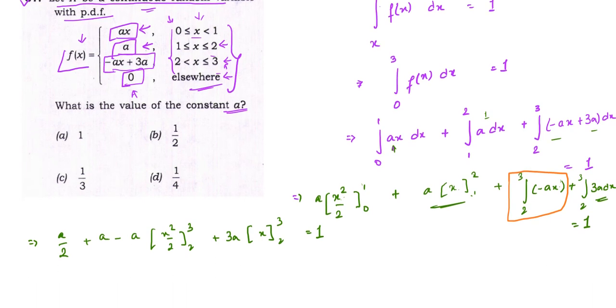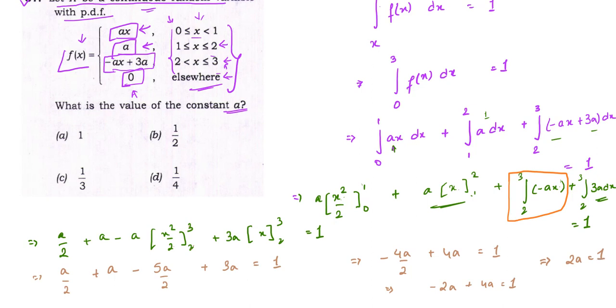So solving it further, we get a by 2 plus a, minus a times 3 square minus 2 square divided by 2, so this is 9 minus 4, that is 5 by 2, so this will be 5a by 2, plus we have 3 minus 2 is 1, so this is 3a, which is equal to 1. Now we can simplify this, and here we will get minus 4a by 2 plus 4a is equal to 1. So this is simply minus 2a plus 4a is equal to 1. This gives us 2a is equal to 1, and the resultant value of a is 1 divided by 2.